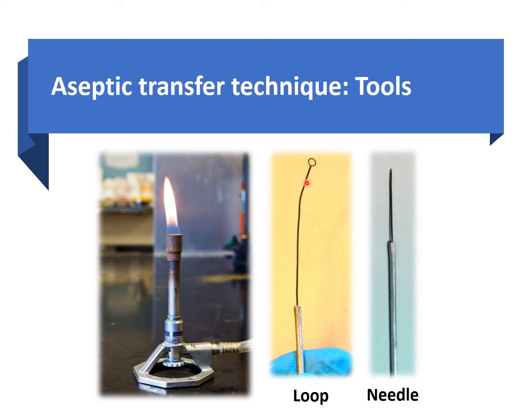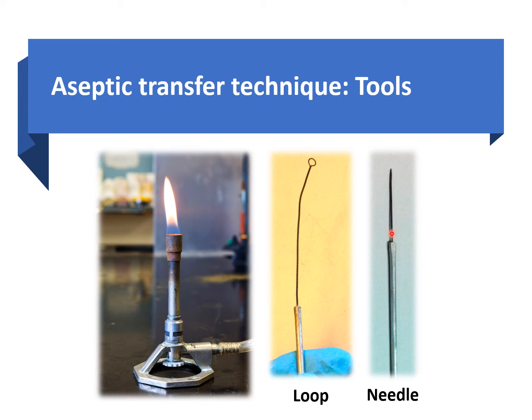Now, the inoculating loop looks something like this. It has a loop at the tip of it. And we use the inoculating loop to basically grab samples of bacteria. Anytime you want to grab an inoculum, like a sample of bacteria, you can use a loop. Can you use other stuff? Yes, you can, but this is one of the tools that we use.